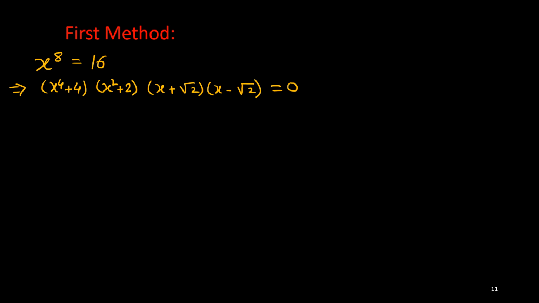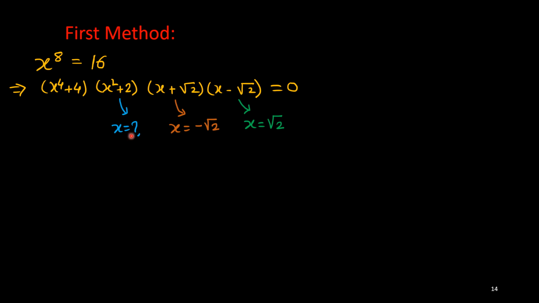Now we need to find the solutions of this equation. This factor, x minus square root 2 equals 0, gives x equal to square root 2. This is one real solution. And this factor, x plus square root 2, will give another solution, x equal to minus square root 2. Right? Now, this factor x squared plus 2.